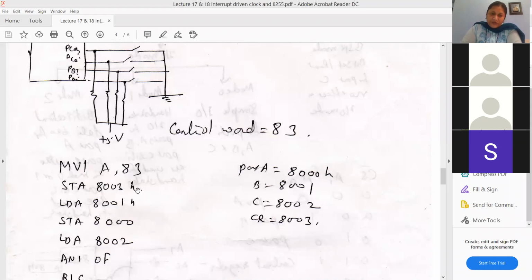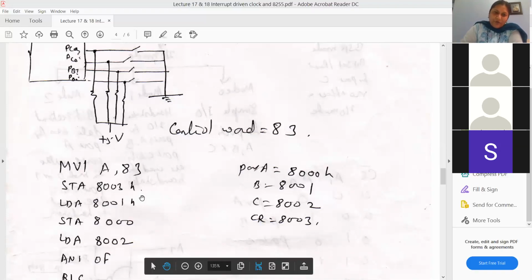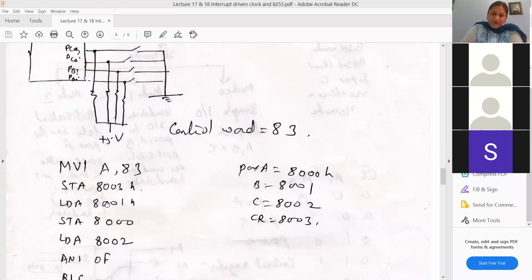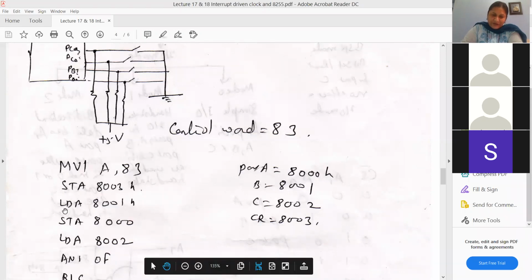Yes, ma'am. Then what I do is IN 81 or LDA 8001. So IN 81 means you are reading which port? 81 is the address for port B, because your switches are connected to port B. So you are reading port B so that you will come to know which switch is on and which switch is off. When we do IN 81 or LDA 8001, the data of port B comes into the accumulator.